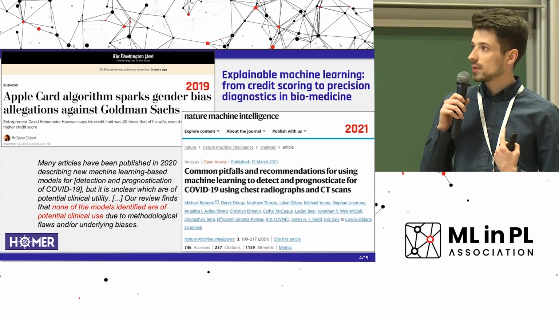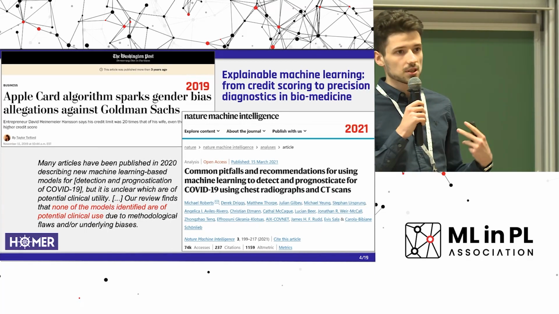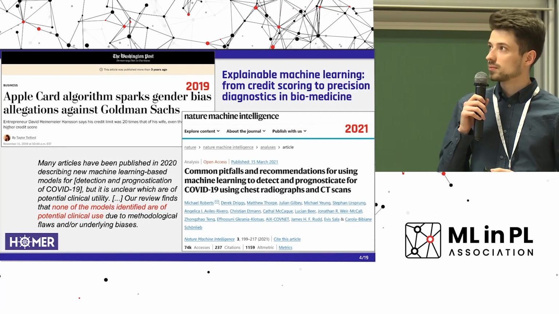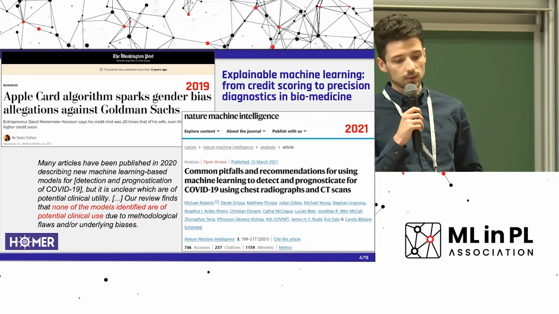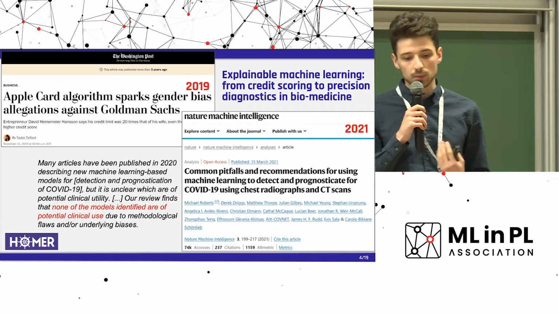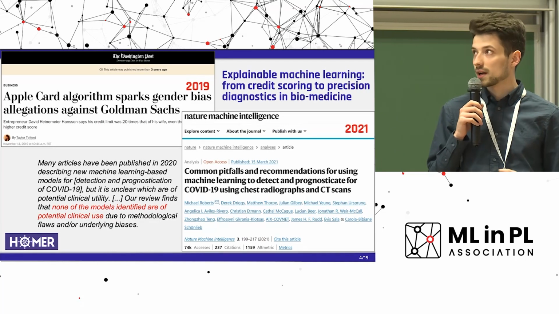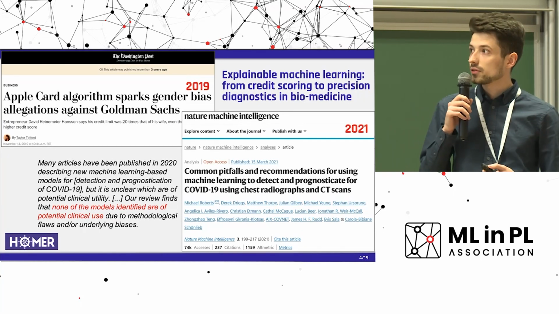So these are my two go-to examples of why we really need explainable machine learning, explainability in general. The first one is from the more business side. We know that models deployed in real applications, for example in banks, can be biased, and maybe we can use explanations to find out this bias and upgrade our model to account for it.